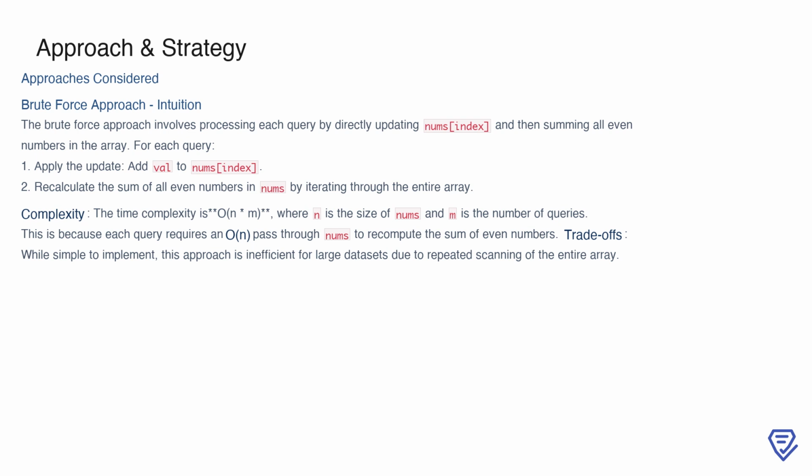While the brute force approach is conceptually easy to implement, it comes with a significant trade-off. Specifically, the time complexity is O(n * m), where n is the size of the array and m is the number of queries. This is because for each query, we have to make an O(n) pass through the array to recalculate the sum of even numbers. As a result, this approach becomes inefficient for large datasets due to the repeated scanning of the entire array after every single query. While simple, it's not scalable for high-performance scenarios.